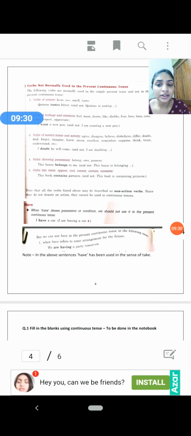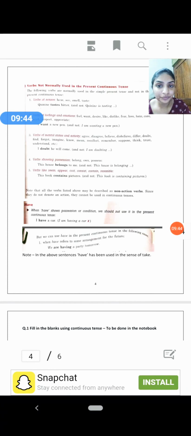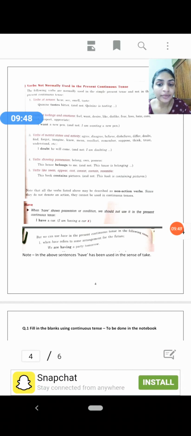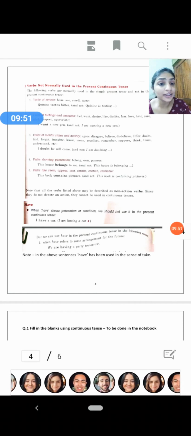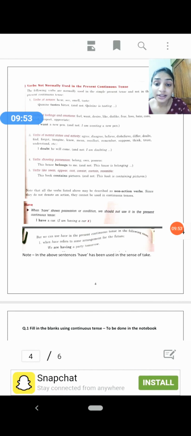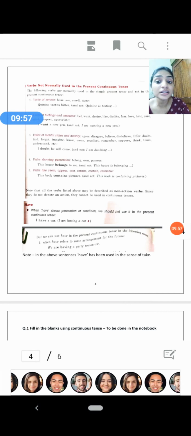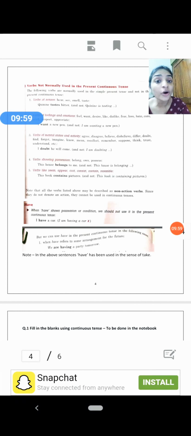Then we have the conditions for using have. When have shows possession or condition, we should not use it in the present continuous tense. I have a car. Then I am having a car is not correct. We do not use have in present continuous tense in the situation of possession or condition.